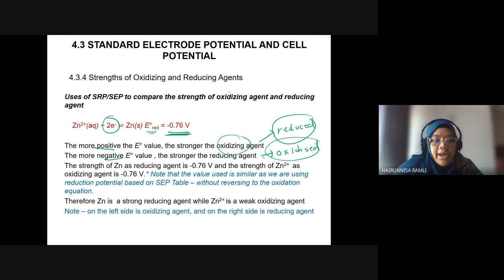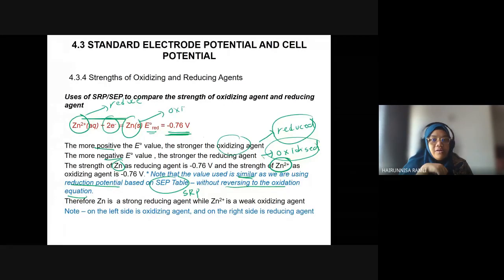Okay. So the strength of zinc as reducing agent is negative 0.76 and the strength of zinc 2 plus as oxidizing agent is also negative 0.76 volt. Nampak tak kat sini? Note that the value used is similar as we are using the reduction potential based on SEP ataupun SRP without reversing to the oxidation equation. Okay, yang kita ubah apa kat sini? Zinc 2 plus atau zinc? Sebab tu you kena pandai baca. Zinc 2 plus lebih mudah reduce.